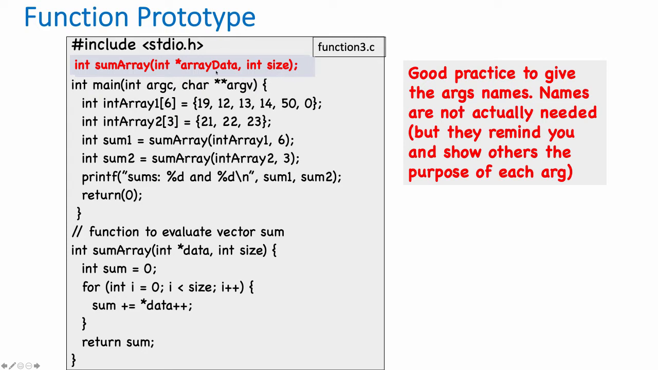Well, this one is pretty obvious what they must be. For large functions, it is much easier to see what these values are if you give them meaningful names in the function prototype.